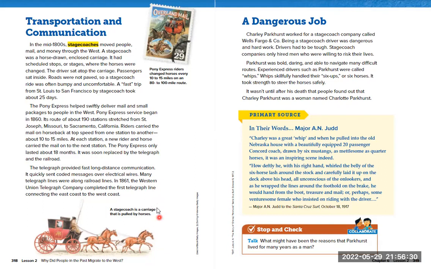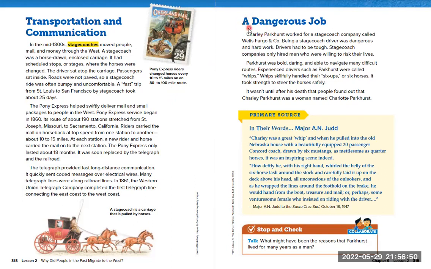Here we have a caption of what a stagecoach looked like. And here they have 4 horses. And then on top here, we have a stamp of the Pony Express riders and how they changed horses every 10 to 15 miles on an 80 to 100-mile route.